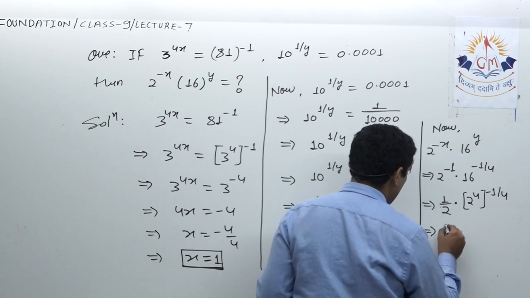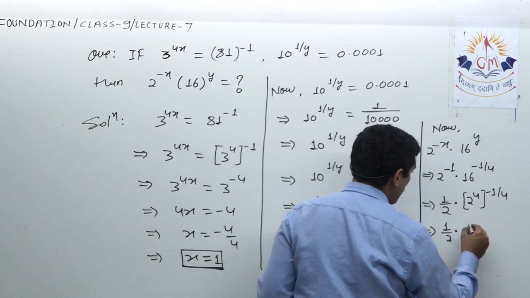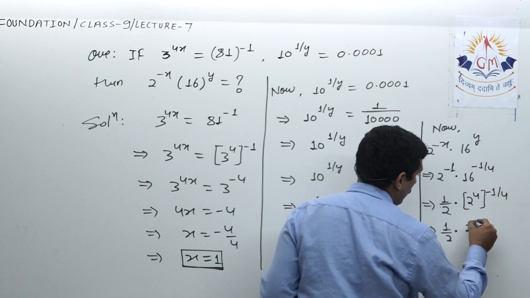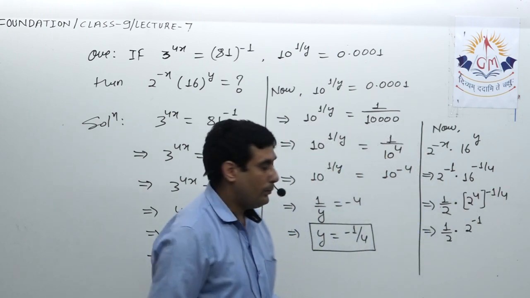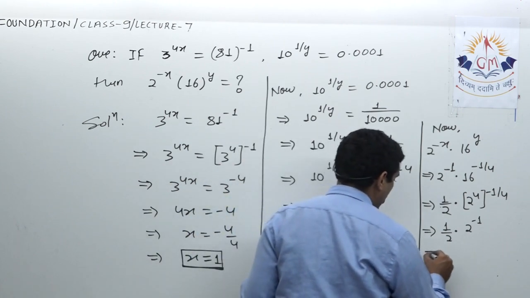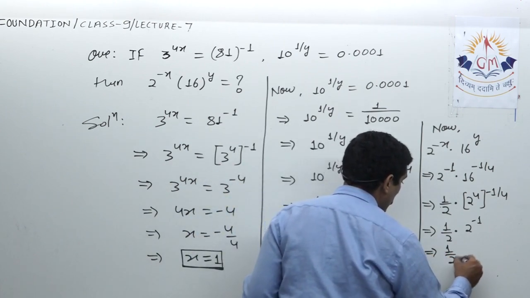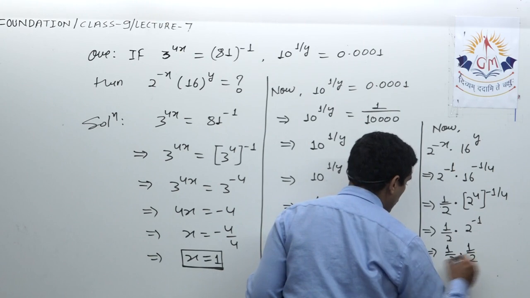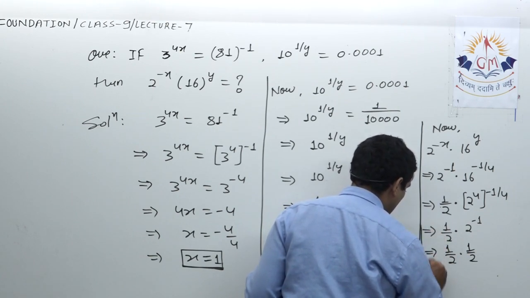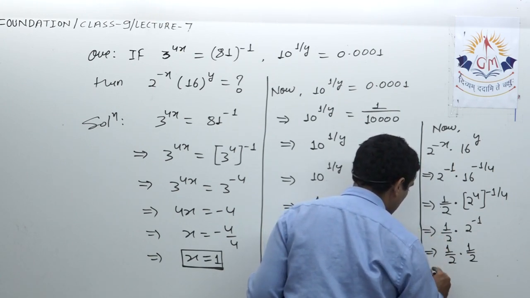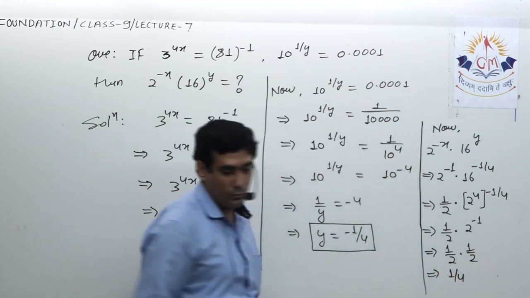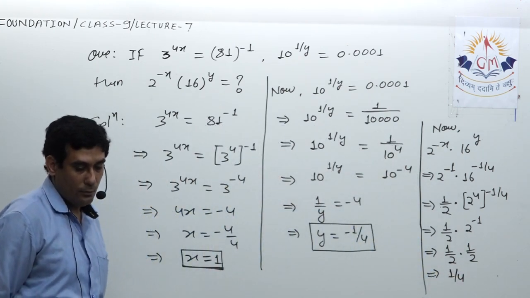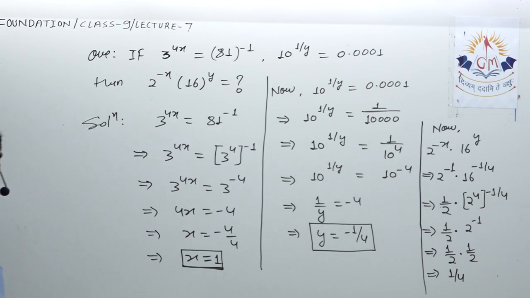So this will become 1 upon 2 into 2 raised to minus 1. 4 and 4 will cancel out if I apply the power law. So ultimately my answer is 1 upon 2 into 1 upon 2. So final answer is 1 upon 4, or I can say 0.25. So please note it down, then we'll see the next question.